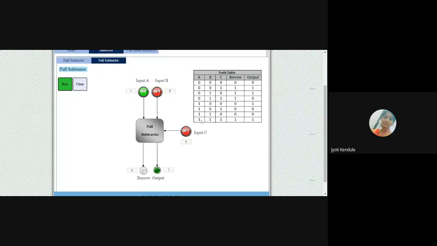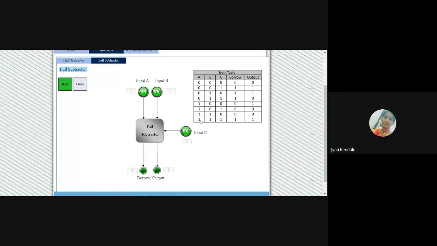We can go for the last combination. All 1 will be there. A is 1, B is 1, C is 1. Okay. A is 1, B is 1, C is also 1. Okay, we have done this. See, the last row we have checked. A is 1, B is 1, C is 1. Borrow also comes 1 and output also comes 1. So here it is 1 and 1 is there.